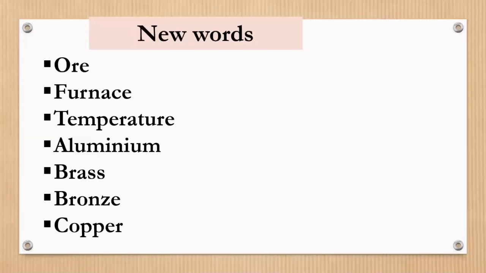Aluminium. A-L-U-M-I-N-I-U-M. Aluminium. It's the name of a metal. Next word, brass. B-R-A-S-S. Brass. Bronze. B-R-O-N-Z-E. Bronze. Copper. C-O-P-P-E-R. Copper.